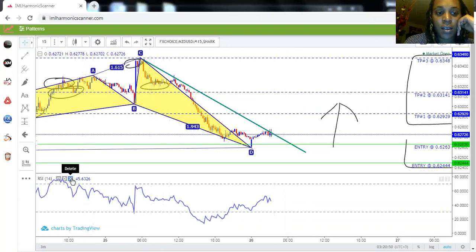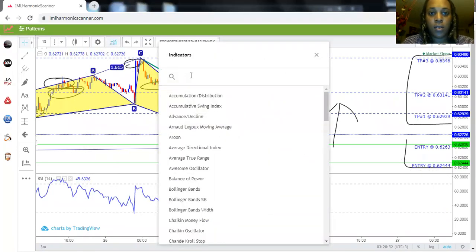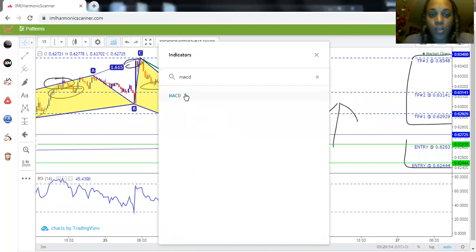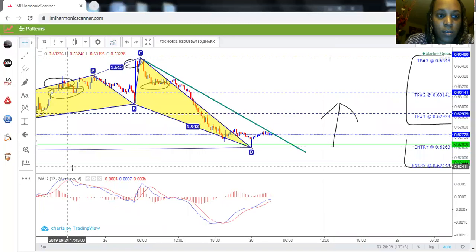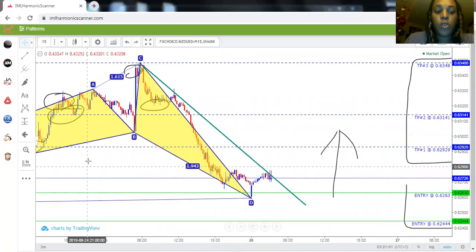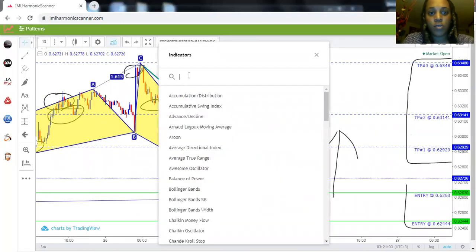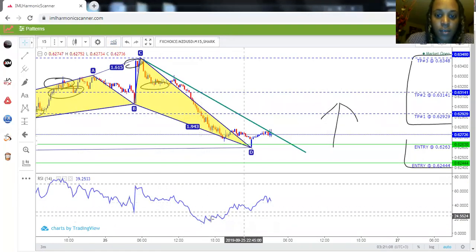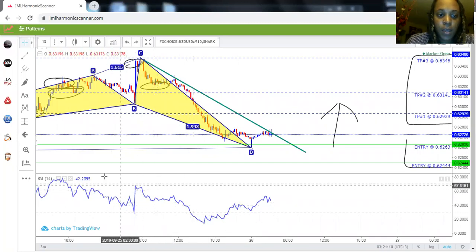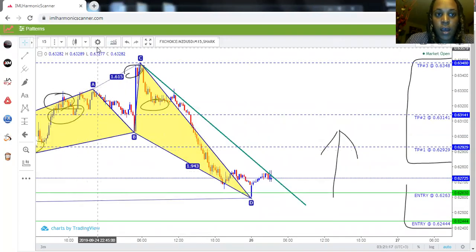And then let me see, I'm going to get you guys to use the MACD. So let me remove that. Any indicators that you see on your screen when you get the harmonic scanner, this is how it comes. This is the indicator that you get. I want you to come down here and remove the RSI. Click delete. And then I want you to come to the top of the screen by indicators.